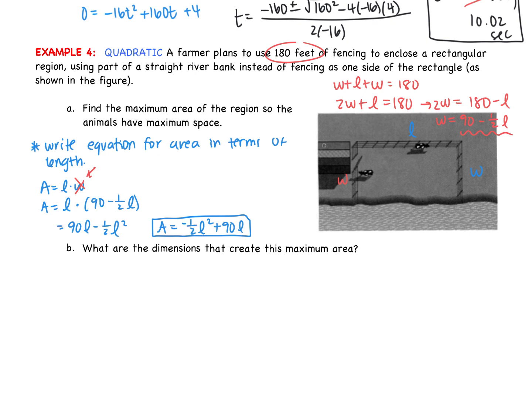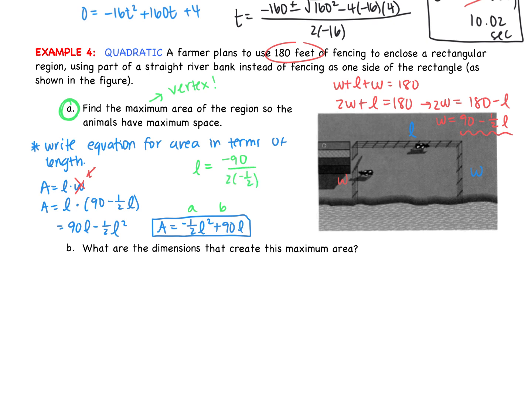Now actually doing part A: find the maximum area of the region so that the animals have maximum space. How do we know that this is going to have a maximum? There's a negative in front of the 1/2 L squared, so it's a parabola that opens down. Anytime you see the word maximum or minimum, it's telling you to find the vertex. Using our equation, our A is negative 1/2, our B is 90. So length is negative B over 2 times A.